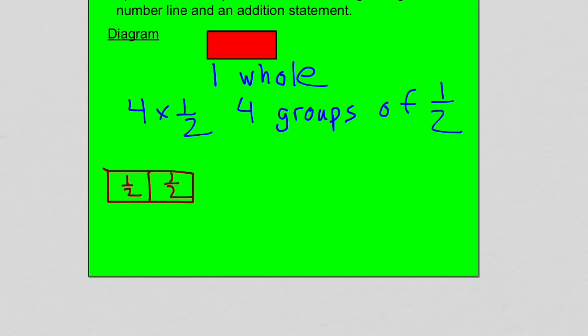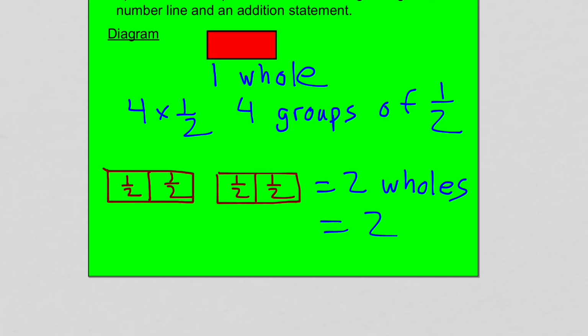Now I have to have a total of 4 halves. So to complete this, I have to do another red rectangle, and I'll divide that in half. Now I have 4 halves. I have what the question says, 4 groups of 1/2, 4 times 1/2. And what I have is 4 halves equals 2 wholes, or better yet, just 2. So that's how that would look as a diagram.